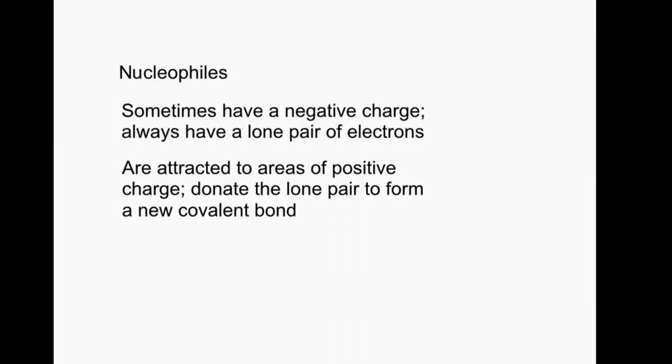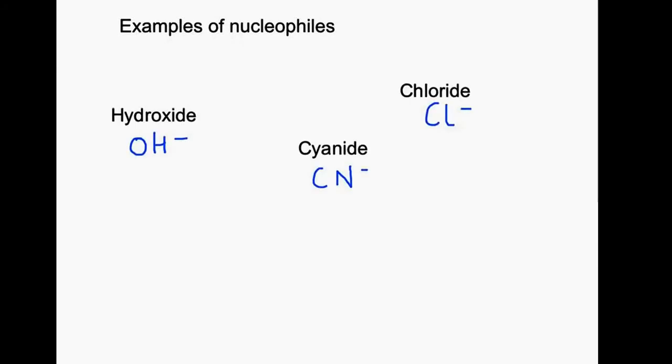When they approach these areas of positive charge, which is normally going to be a positively polarised carbon atom, they donate the lone pair of electrons to form a new covalent bond with the carbon atom. So, some examples of nucleophiles. Many, as we say, have negative charges.